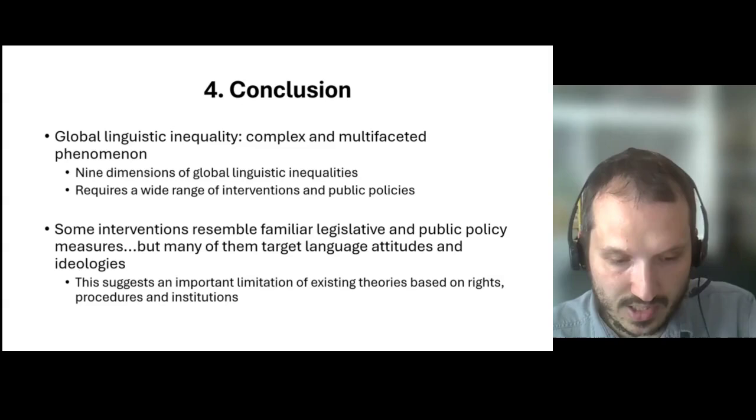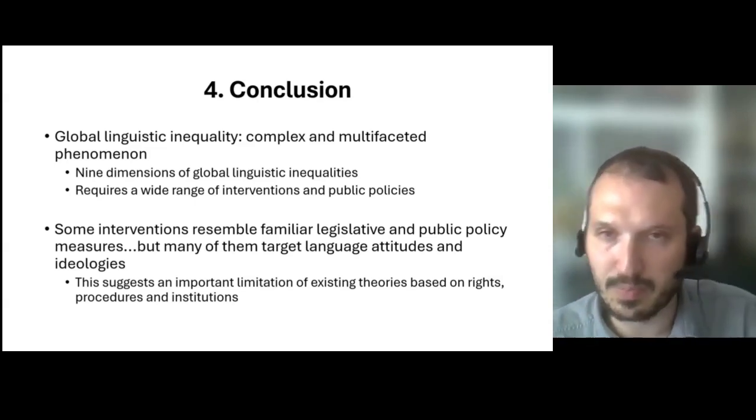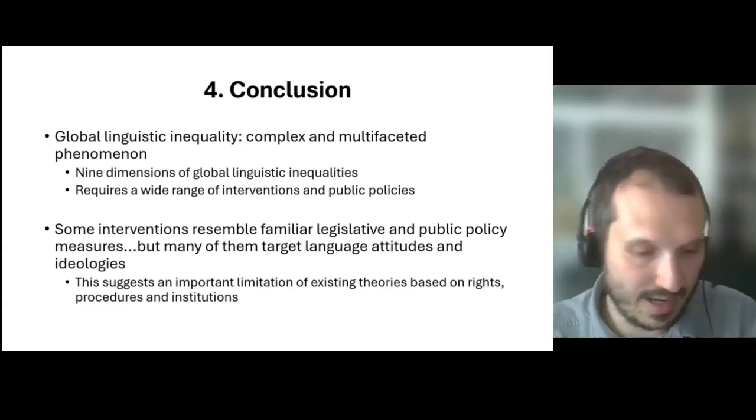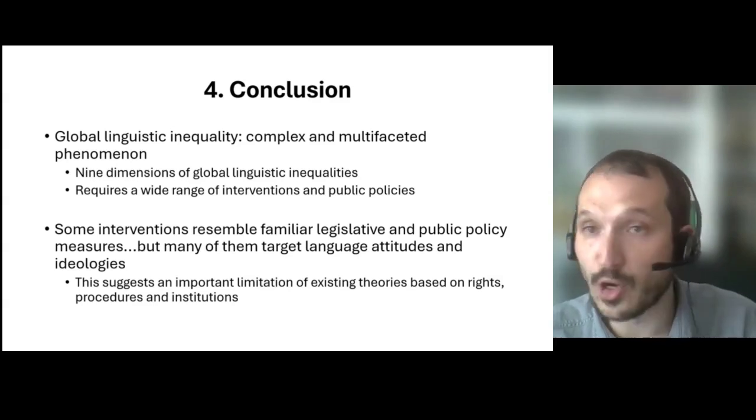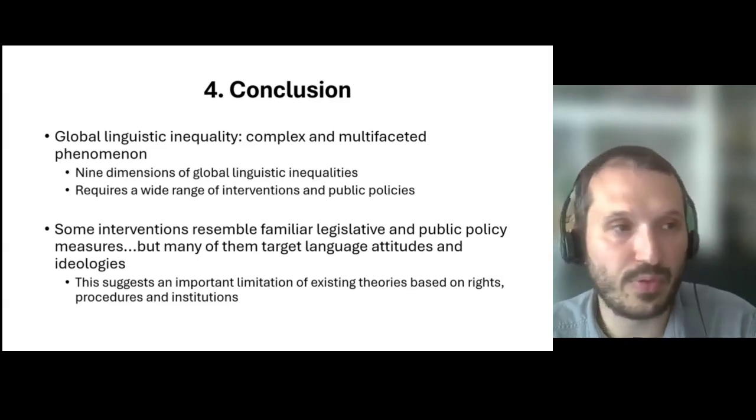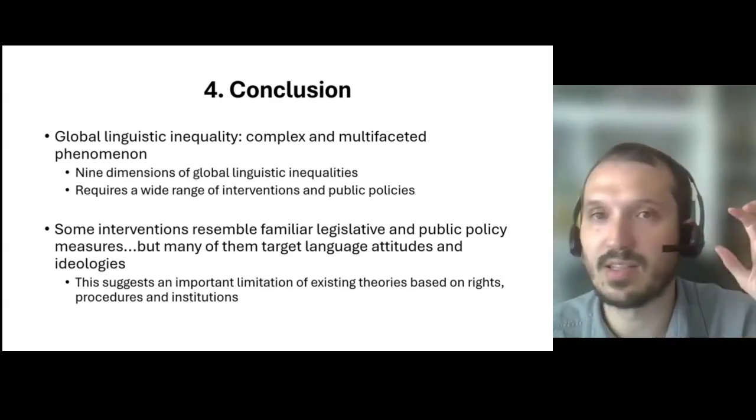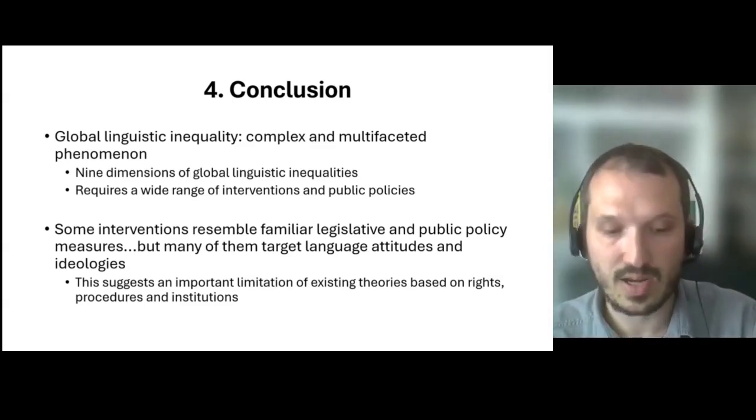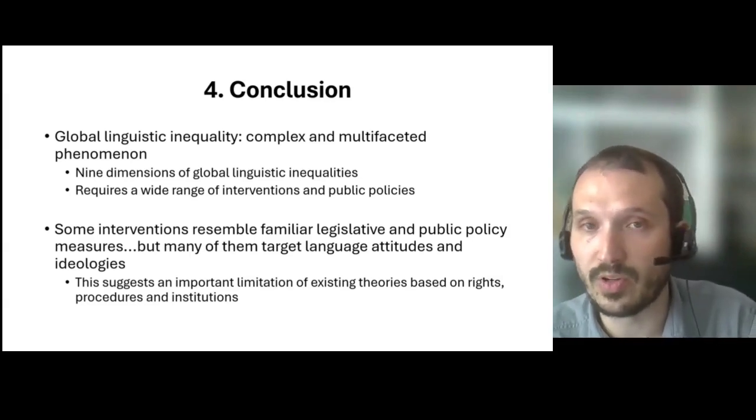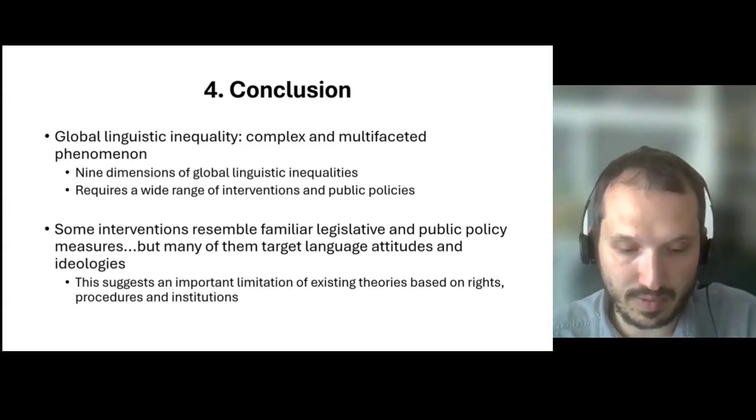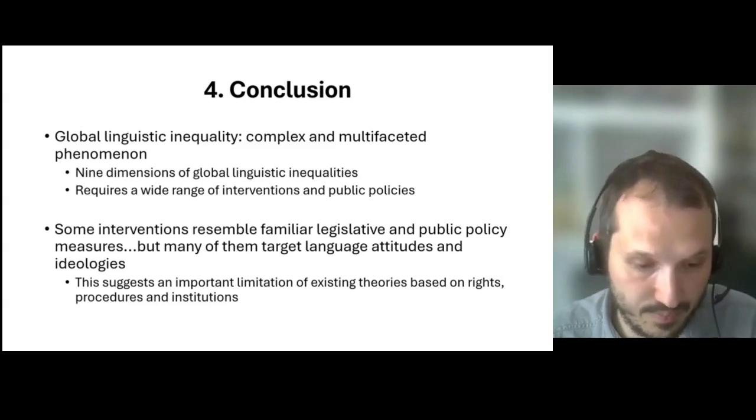Although some of these proposals resemble familiar legislative and public policy measures that we have probably heard in different public life domains, many of them target language attitudes and ideologies. And not only the common things targeted by the linguistic justice literature in political theory, which usually targets language rights, institutions, procedures, etc. Most of what we have said talks about something else. Not only is all of that important, but there are also other things that should be considered when developing these policies, like how we should address language ideologies, social norms, attitudes, etc.